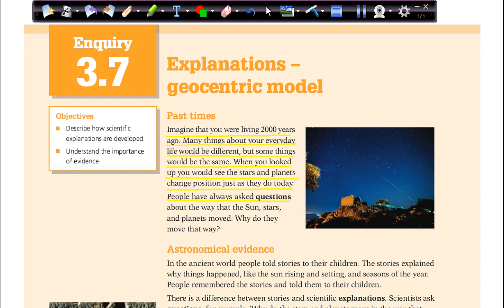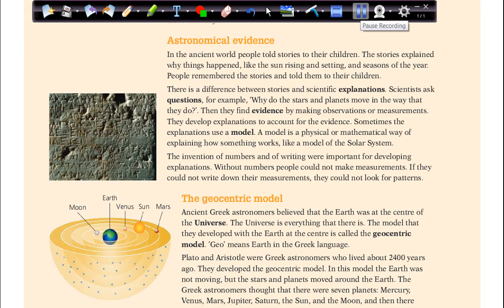People have always asked questions about the way the sun, stars, and planets moved. Why do they move that way? So this is a question that people could ask, or they were asking. Why do they move that way? So, astronomical evidence. Astronomers started to study and tried to find any evidence that proves their theories about the solar system.